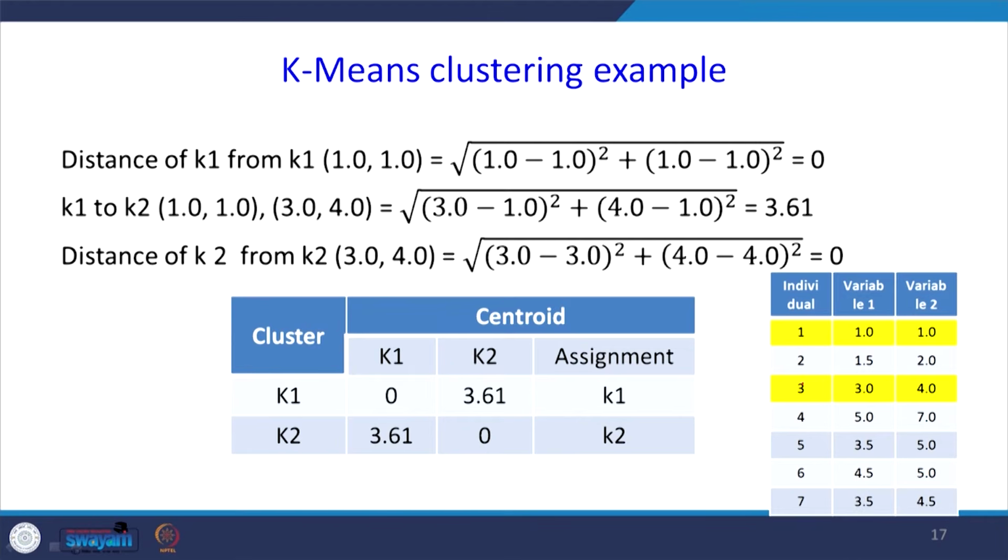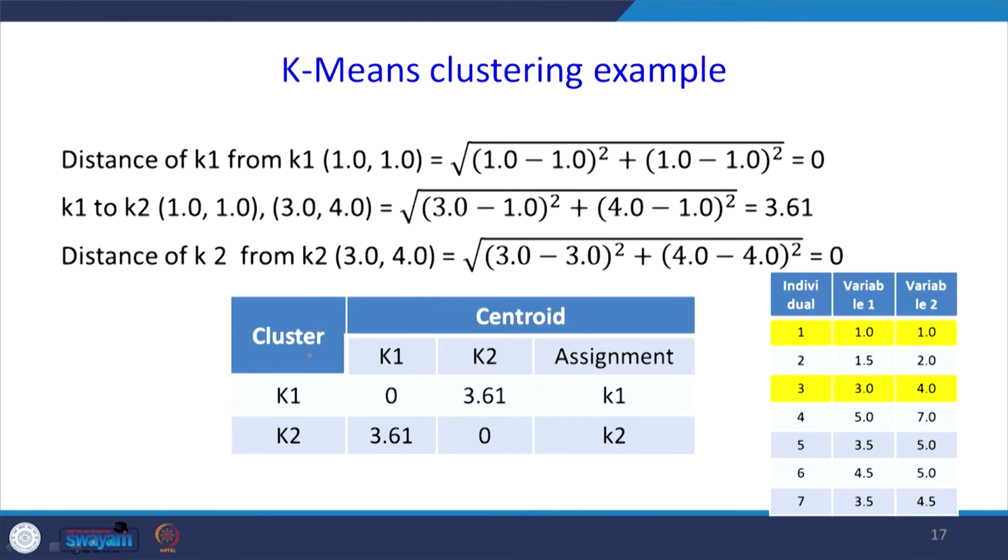Since there are 2 points, we are going to do this for both. The distance between K1 and K1, from that point itself, what was the distance from that same point? So, the distance is 0. Between the 2 clusters, that is K1 and K2, the position of K1 is 1 comma 1 and the position of K2 is 3 comma 4. The distance is (3 minus 1) whole square plus (4 minus 1) whole square, that is 3.61. Then the distance of K2 from K2 itself, obviously that will be 0.